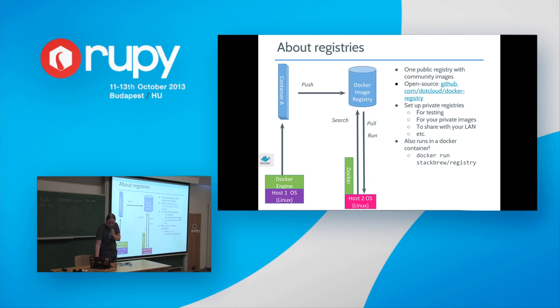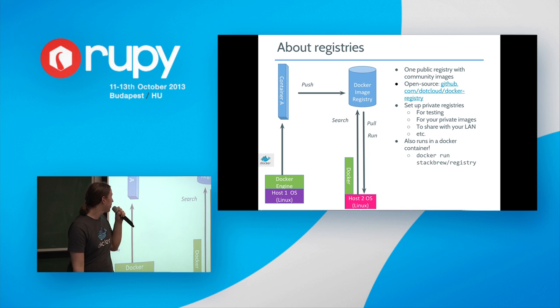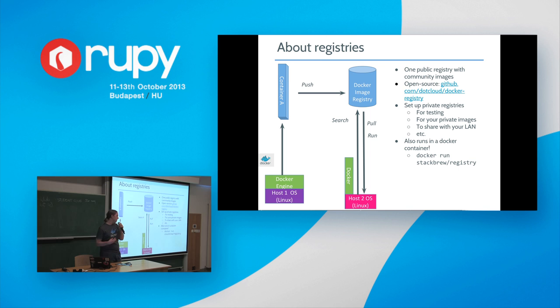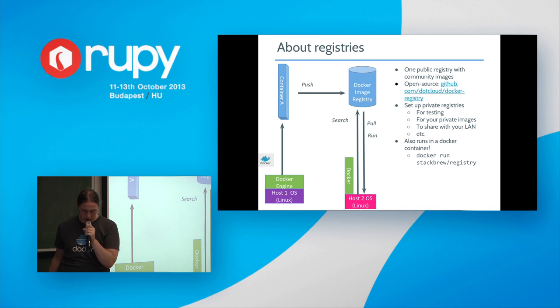The second thing I want to highlight is what we call the registry. We have one public registry, which contains community-contributed images. Anyone can push and pull from the registry, run searches, etc. This piece of code is open source. You can find it on GitHub, /docker-registry. And that allows you to set up private registries.